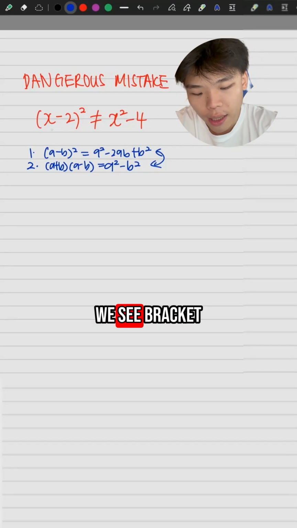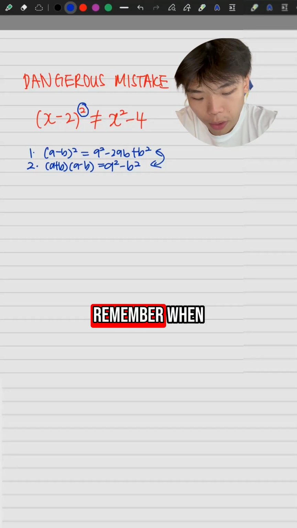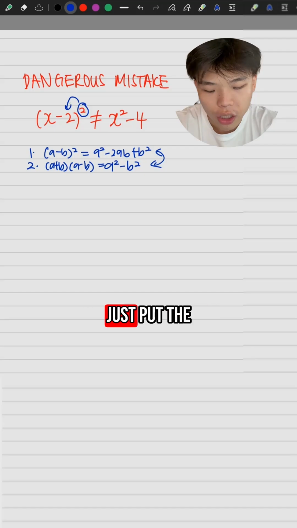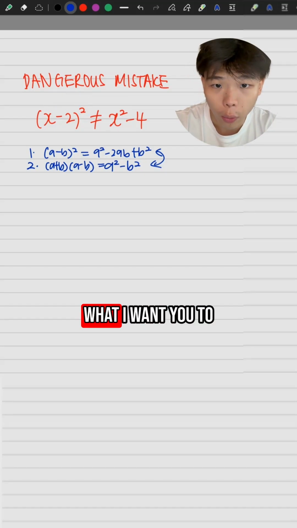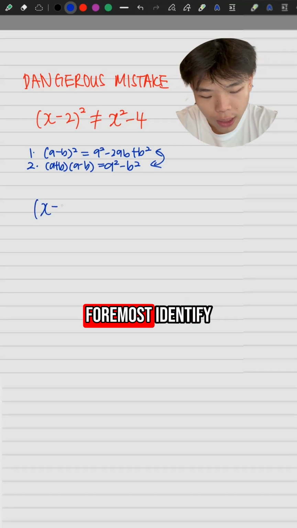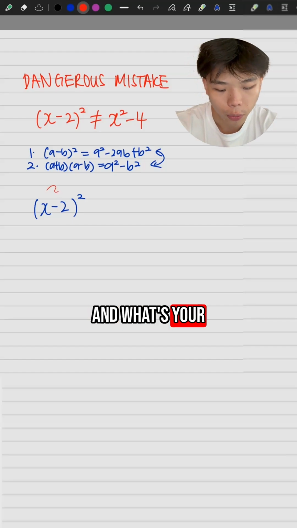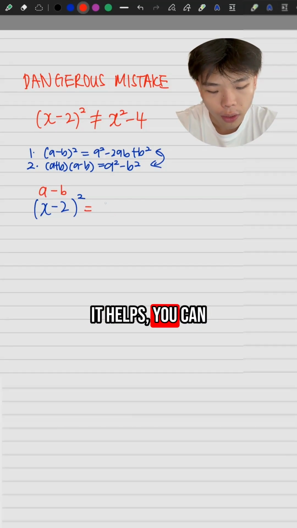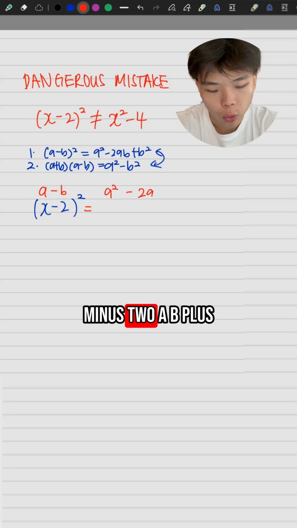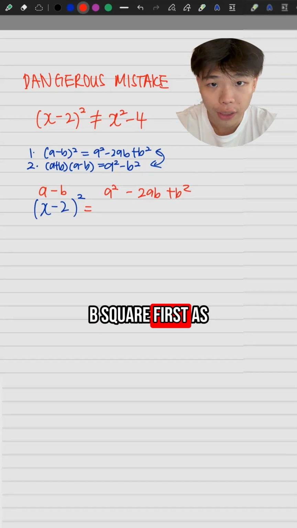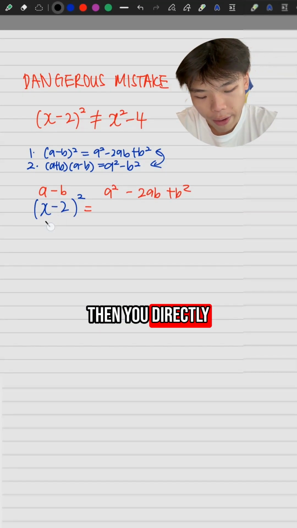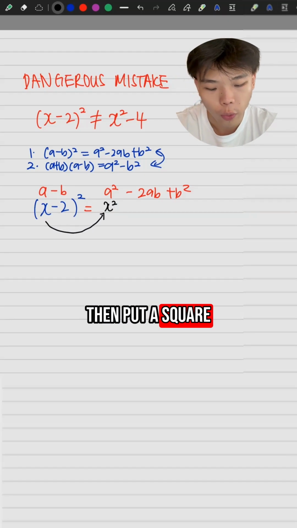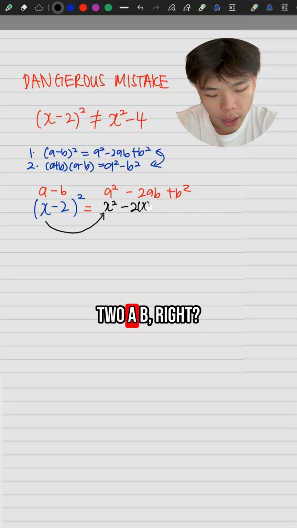So whenever we see bracket squared, I want you to remember, when there's a square, you don't literally just put the square into each term over here. What I want you to do is to first and foremost identify what your A is and what your B is. So what I will do is write A minus B over here, and then if it helps, you can write A squared minus 2AB plus B squared first as a working, and then you directly copy your A and put a square on top of it, minus 2AB.